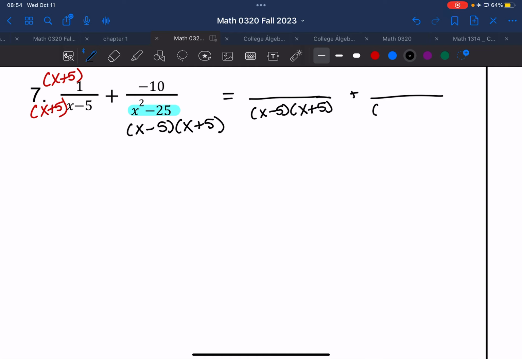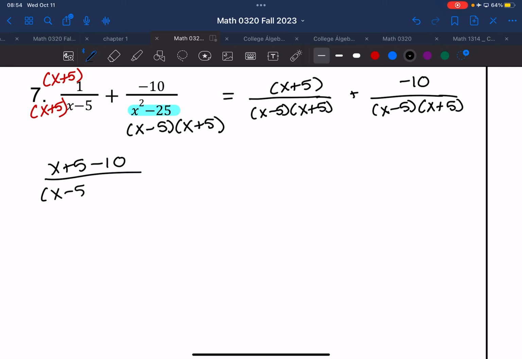So I'm writing my new fractions now that they have common denominators. So the second fraction staying the same because we don't need to multiply it by anything. But that first fraction is going to have x plus 5 times 1. So what's going to be at the top here? X plus 5. Okay. Now that we have a common denominator, we're going to add our numerators. So I have x plus 5 minus 10 over our common denominators, x minus 5, x plus 5.